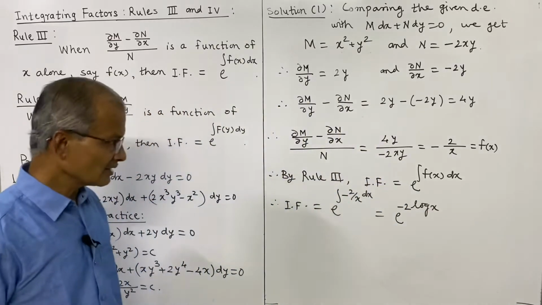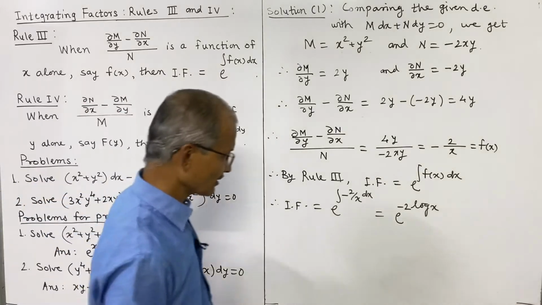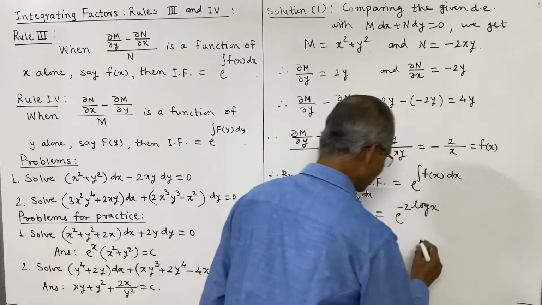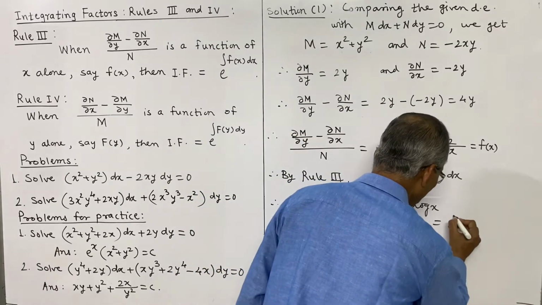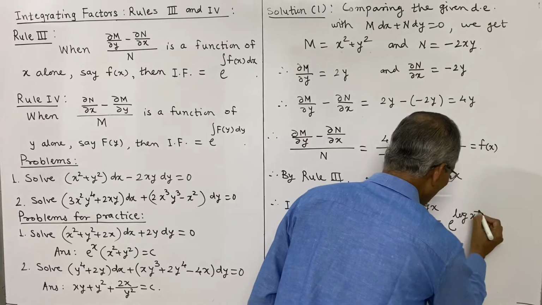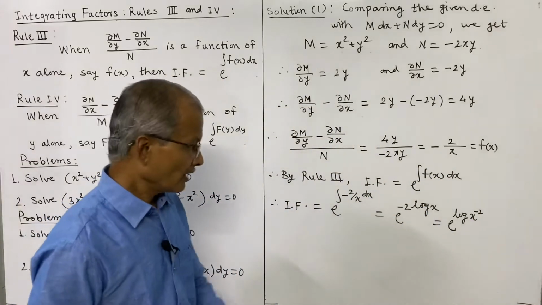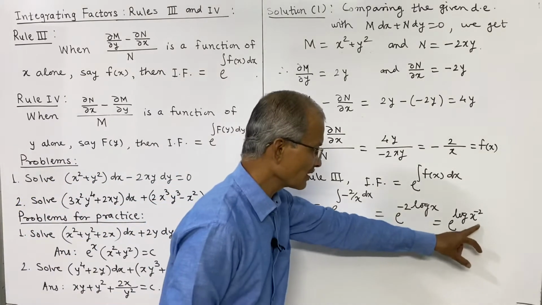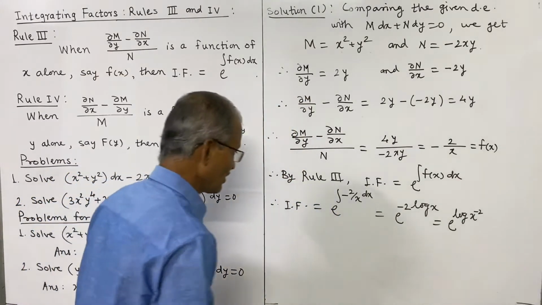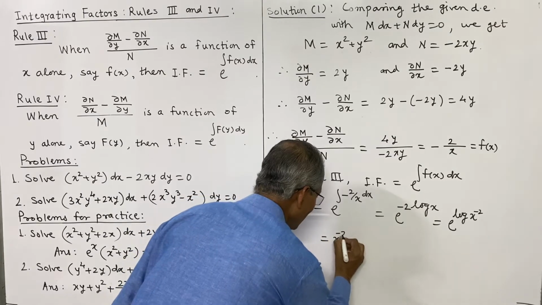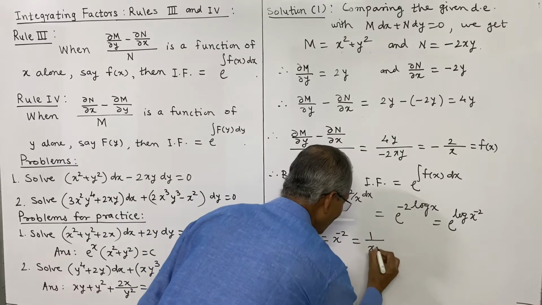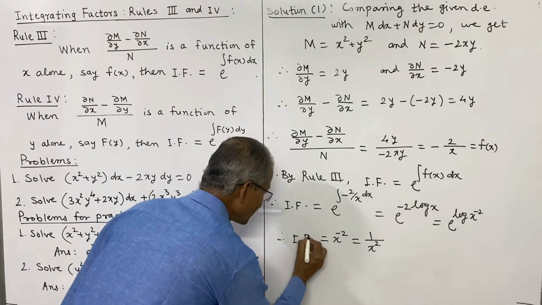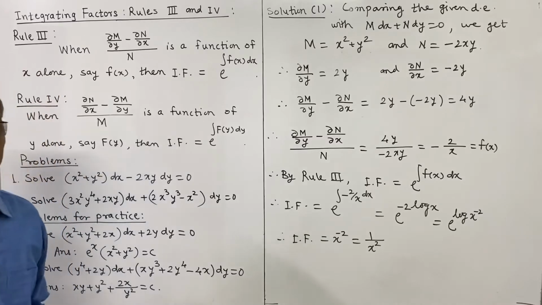And again, this can be simplified by using the law of logarithm. This minus 2 we can write as the index or power of x, and this is e to the power log x to the power minus 2. Exponential and logarithm are inverses of each other, and therefore this remains x to the power minus 2, which can be written as 1 over x square. So the integrating factor is 1 upon x square.